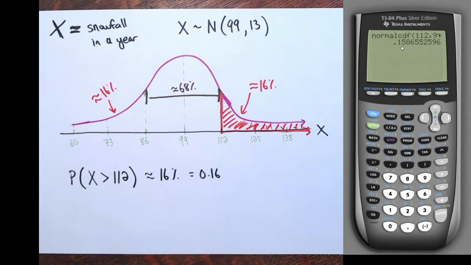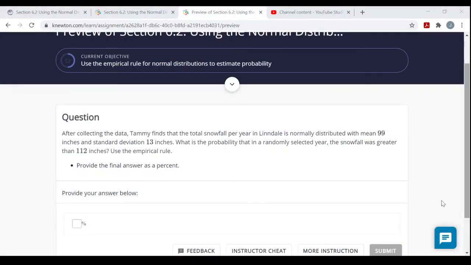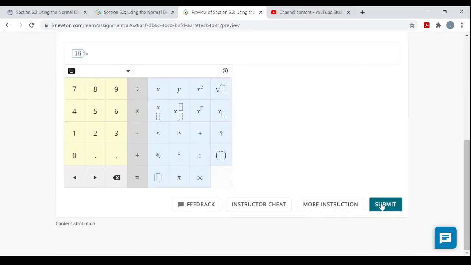So you could also have the calculator do this as well, right? You would have come up with the same value. Now, it's the empirical rule, not hard, right? Just remember the 68, 95, 99.7 numbers. So this again would be about 16% greater than 112 inches.